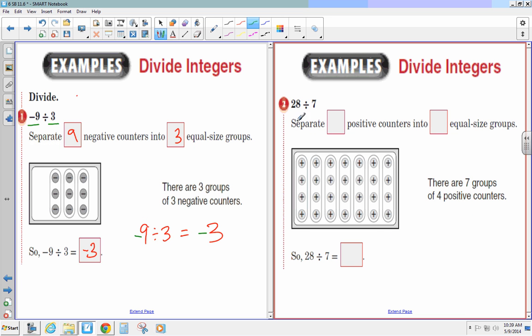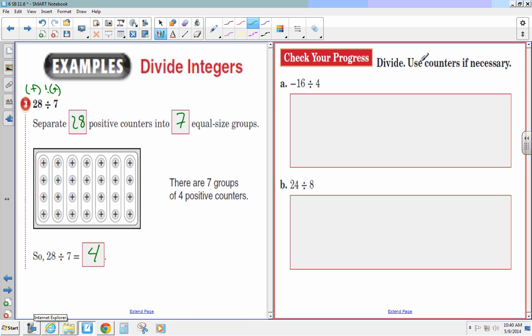Here you go. Now, 28 divided by 7. Separate 28 positive counters into 7 equal size groups. So here are 28 positive counters. Into 7 equal size groups: 1, 2, 3, 4, 5, 6, 7 groups. And since there are 7 groups of 4 positive counters, that means the result is 4. And looking at the sign, positive divided by a positive means a positive result.